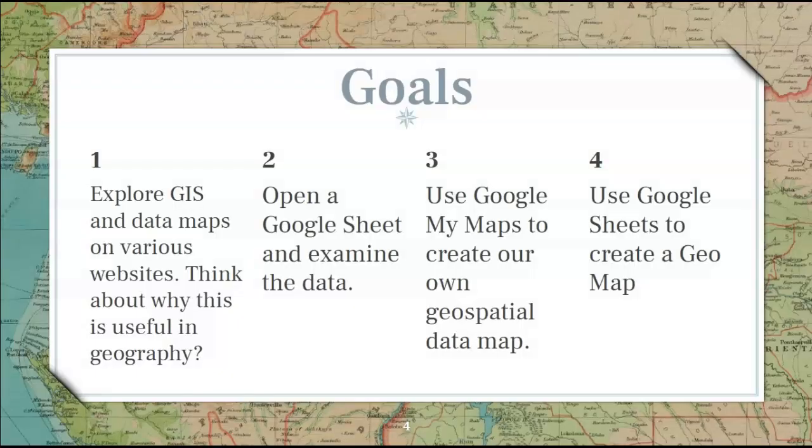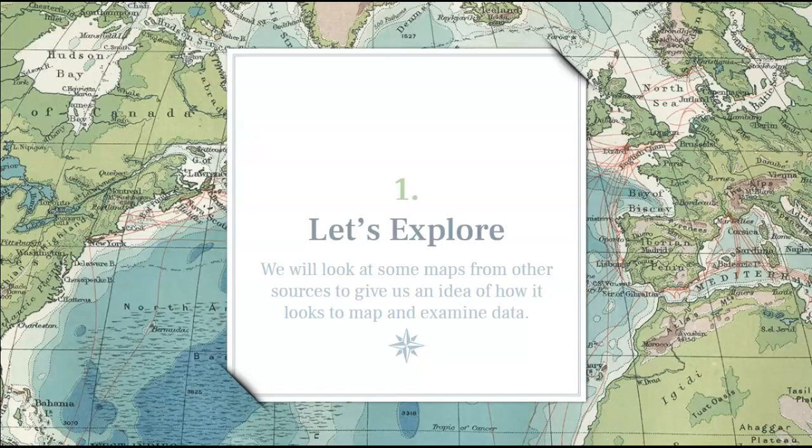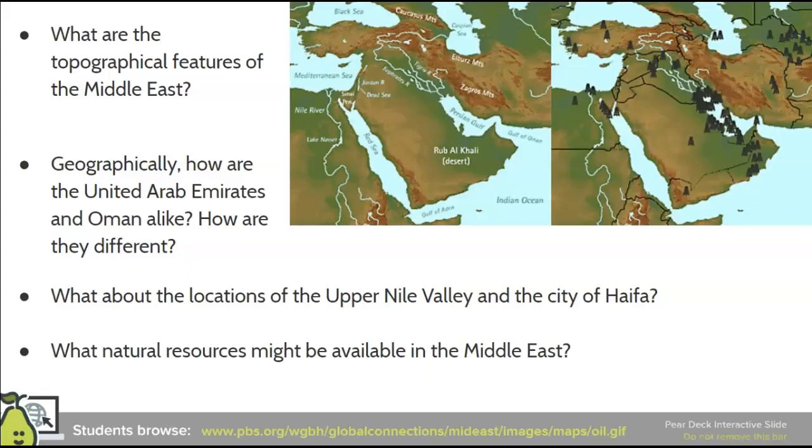All right, today we are going to explore GIS and data maps. We are going to open a Google Sheet and examine data. We're going to use Google My Maps to create our own geospatial data, and we're going to use Google Sheets to create a GeoMap. So first, we're going to look at some maps from other sources to give us an idea of how it looks to map and to examine data.